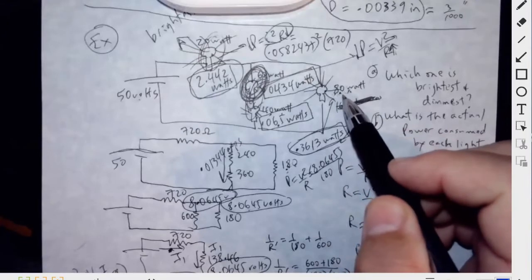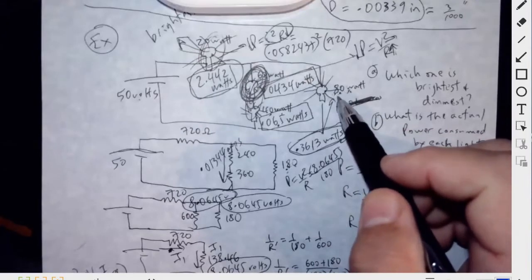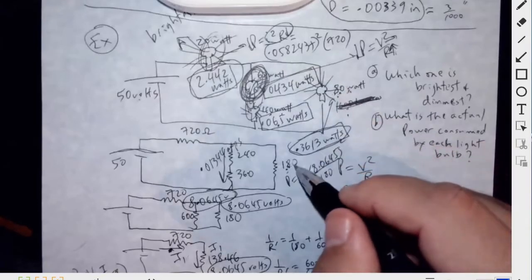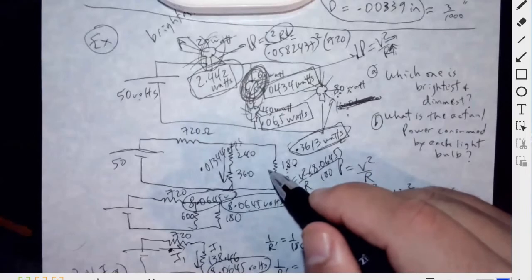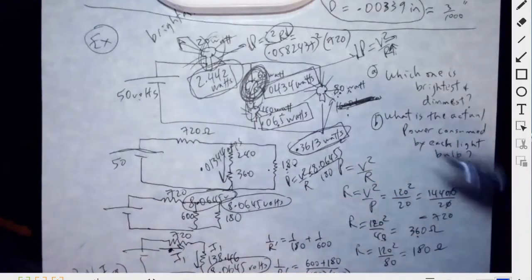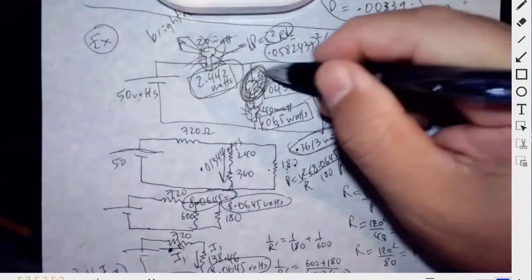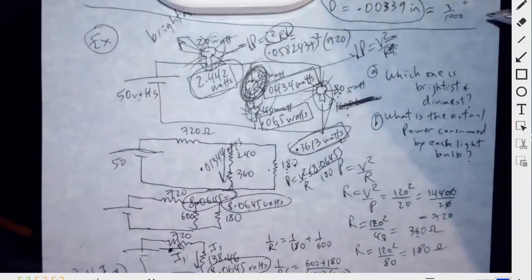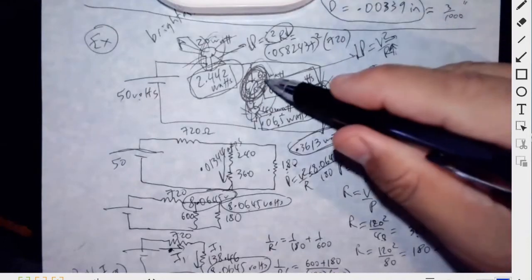This one is going to be 180. Oh, okay, here's the argument we can make. We can say together this and this, what's their net resistance? What's the net resistance of these?